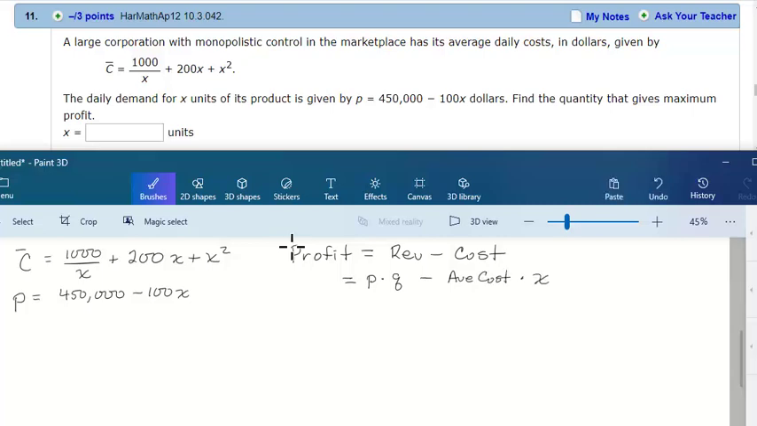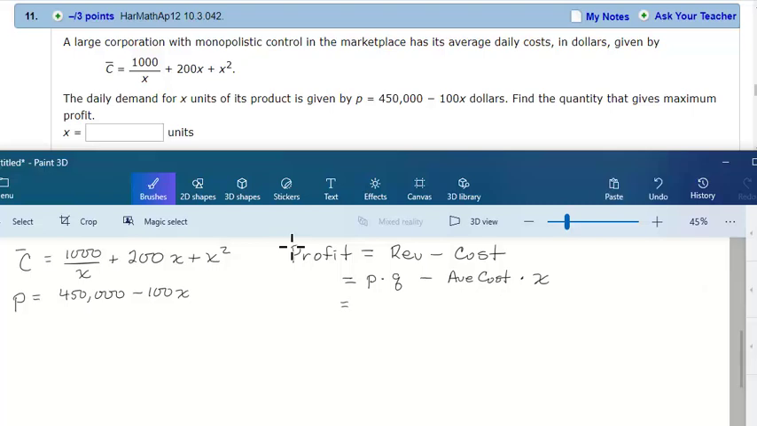times x. Let's just take a look at that for a minute. In the last problem, we said average cost was cost divided by x. So if I want to solve for cost, I could multiply both sides by x. Total cost is average cost times x, which kind of makes sense because average cost is a cost per unit times number of units. That would give you total cost.